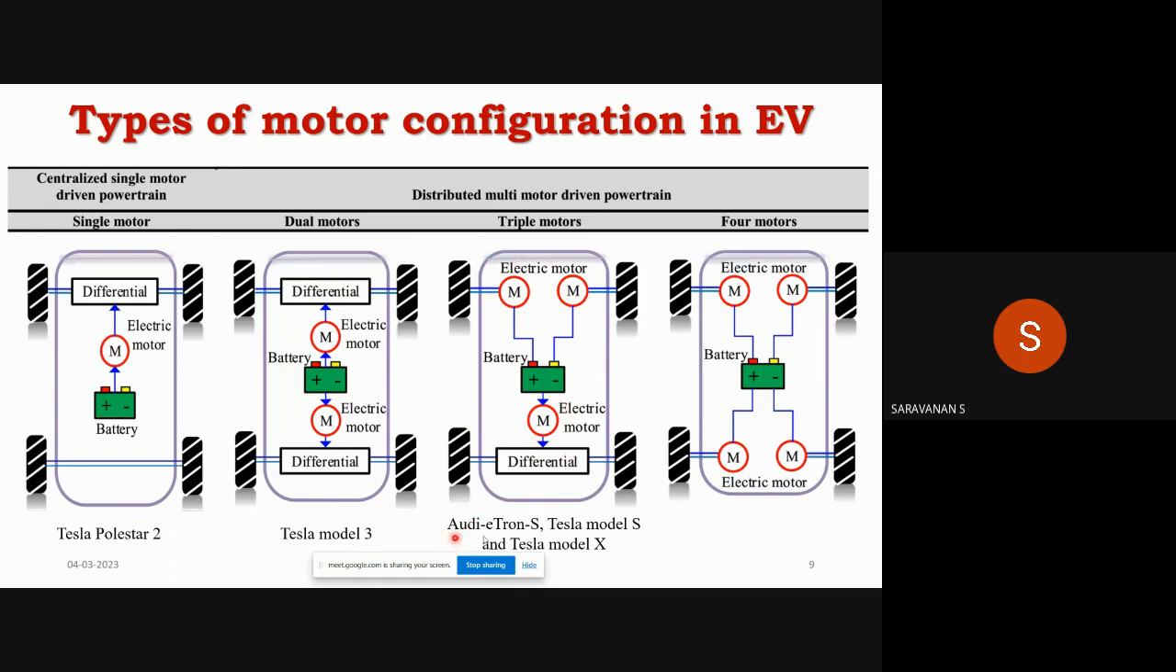The Audi e-tron S, Tesla Model S, and Tesla Model X are the models that use this type of configuration. And four motor drive, so four-wheel drive. This one is called four-wheel drive. Four-wheel drives are under research. Companies like Porsche, Tesla, and Audi are doing research in these four-wheel drives.